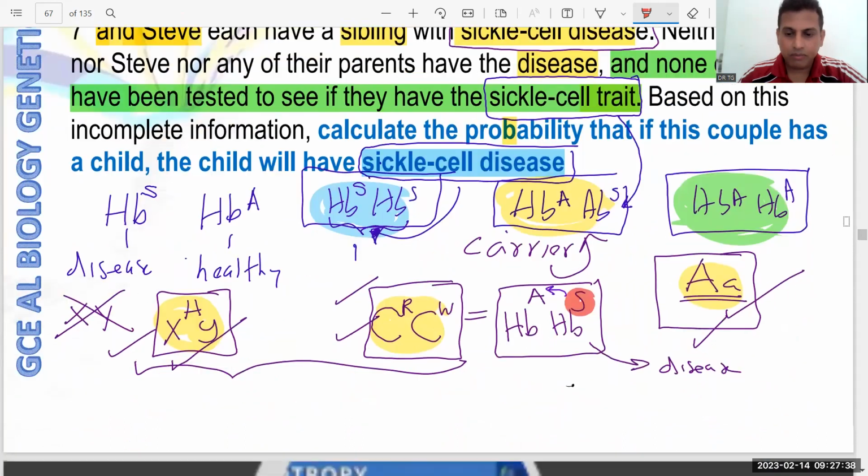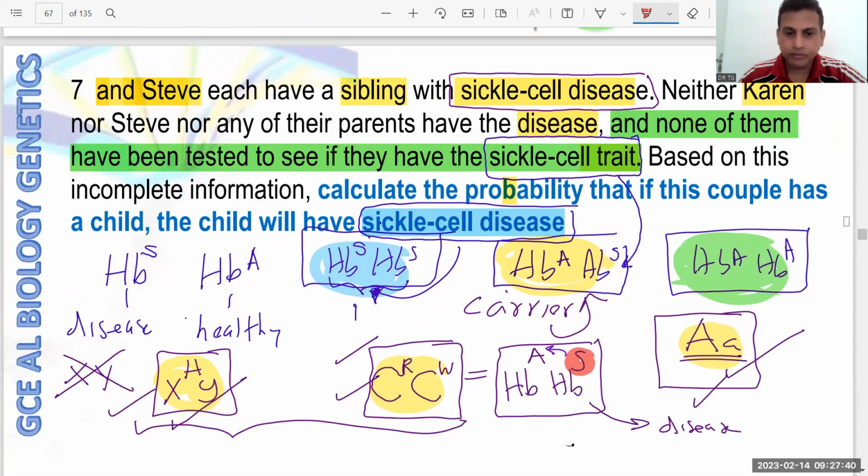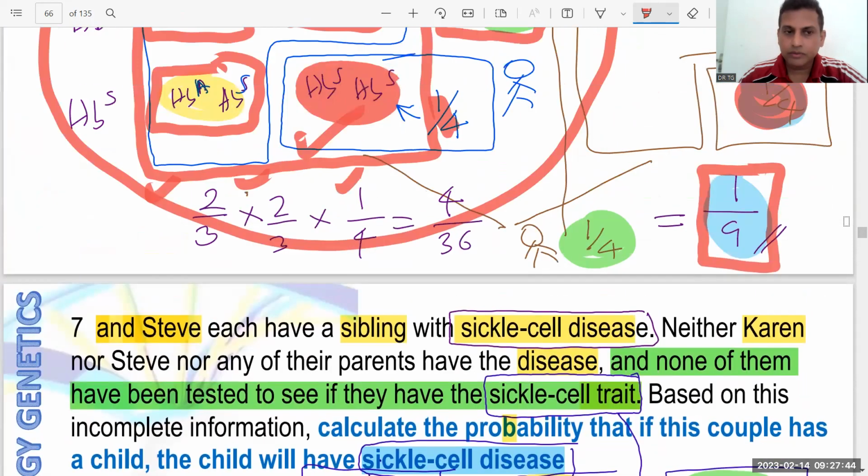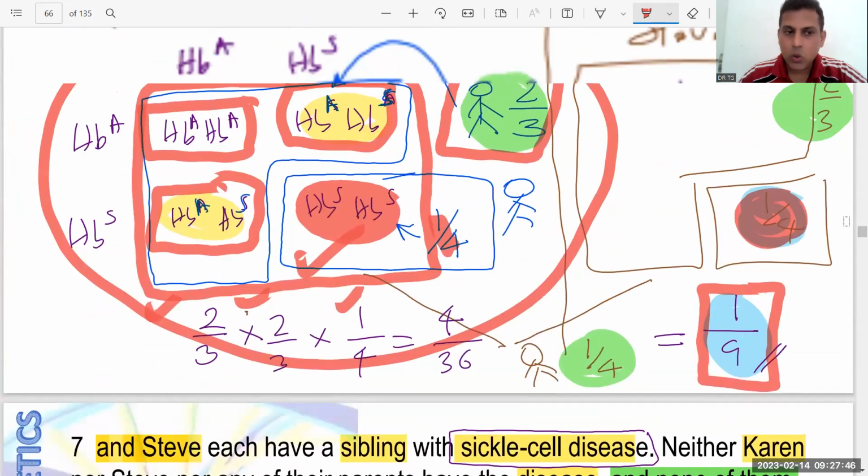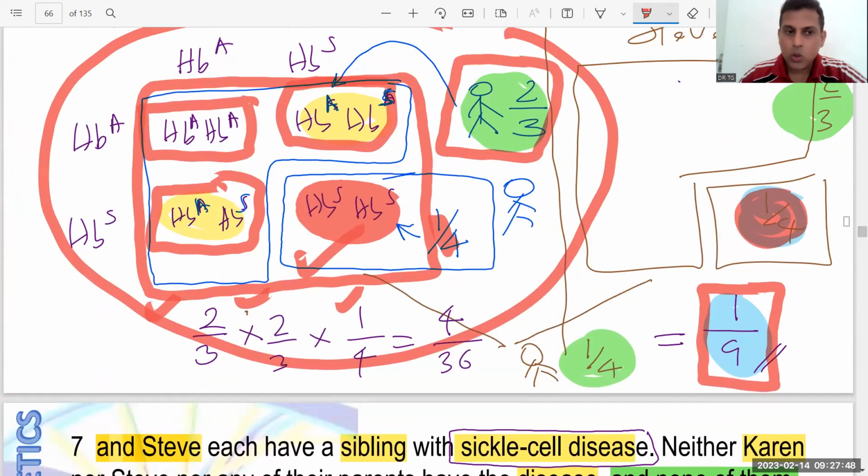So if we multiply those both, won't we get this thing for healthy and carrier, two-thirds into two-thirds? Two-thirds are carriers, right? Yeah, two-thirds are carriers. That means when we are multiplying, we consider only the carrier stage. We are not considering the healthy one. So only carriers we are multiplying.